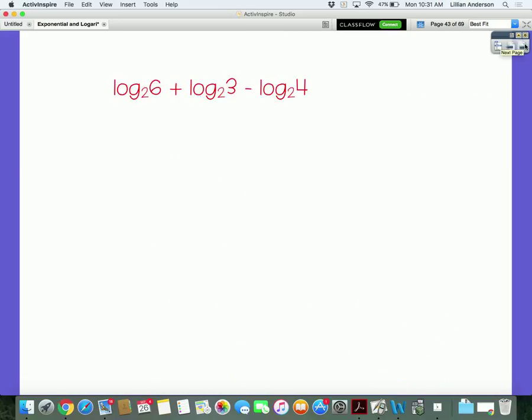I want you guys to give this one a try. Pause the video when you're ready to check your answer. Same directions. Condense it as a single logarithm. When you're ready to see the answer, press play.